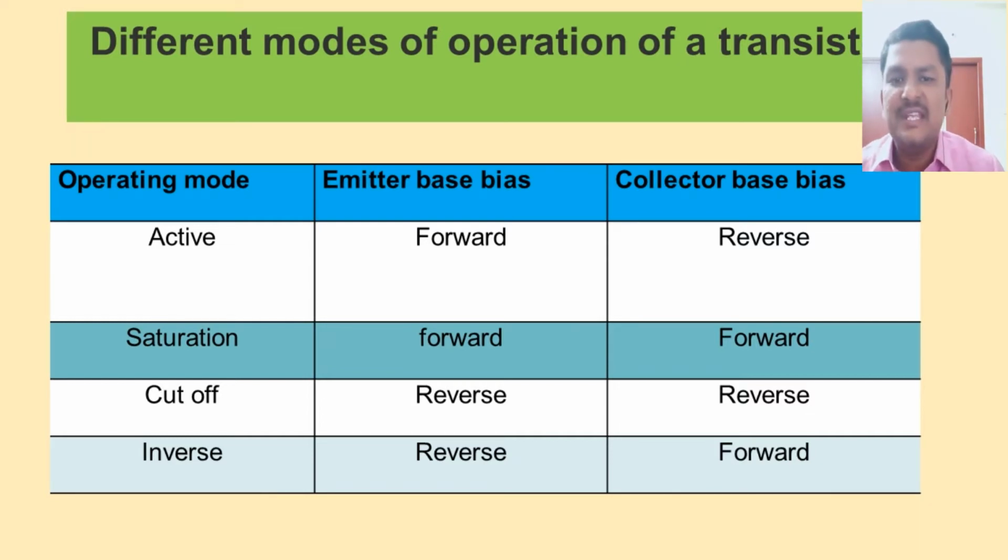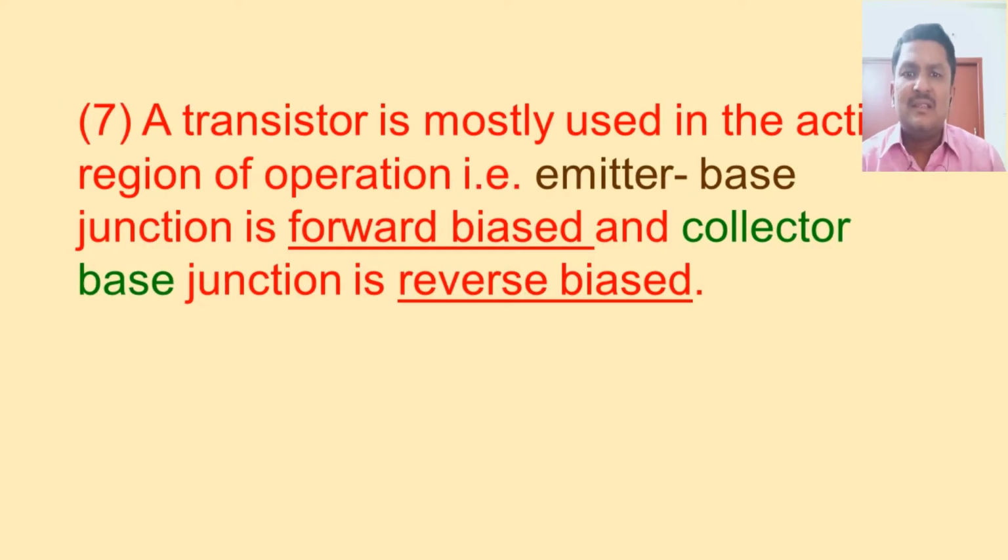Actually, in higher studies, you may learn all these four operating modes, but in our syllabus we have only active mode of operation. Mainly transistor is used in active region of operation only. That means emitter base junction is in forward bias condition and collector base junction is in reverse bias condition. In most of the situations, transistor can be used in active operation mode only.